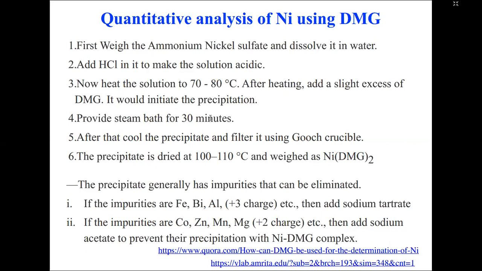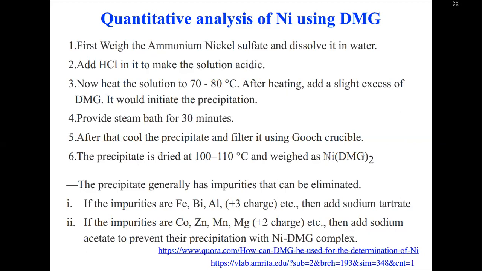So provide a steam bath for 30 minutes. So basically you will be heating for 30 minutes. Then you cool the precipitate and filter it using a crucible. So now you form the precipitates, you filter it, so that the PPT will stay as a residue and the other things will go as a filtrate. Then the precipitate is dried at 100 to 110 degrees. Okay, then you dry it and you weigh it.